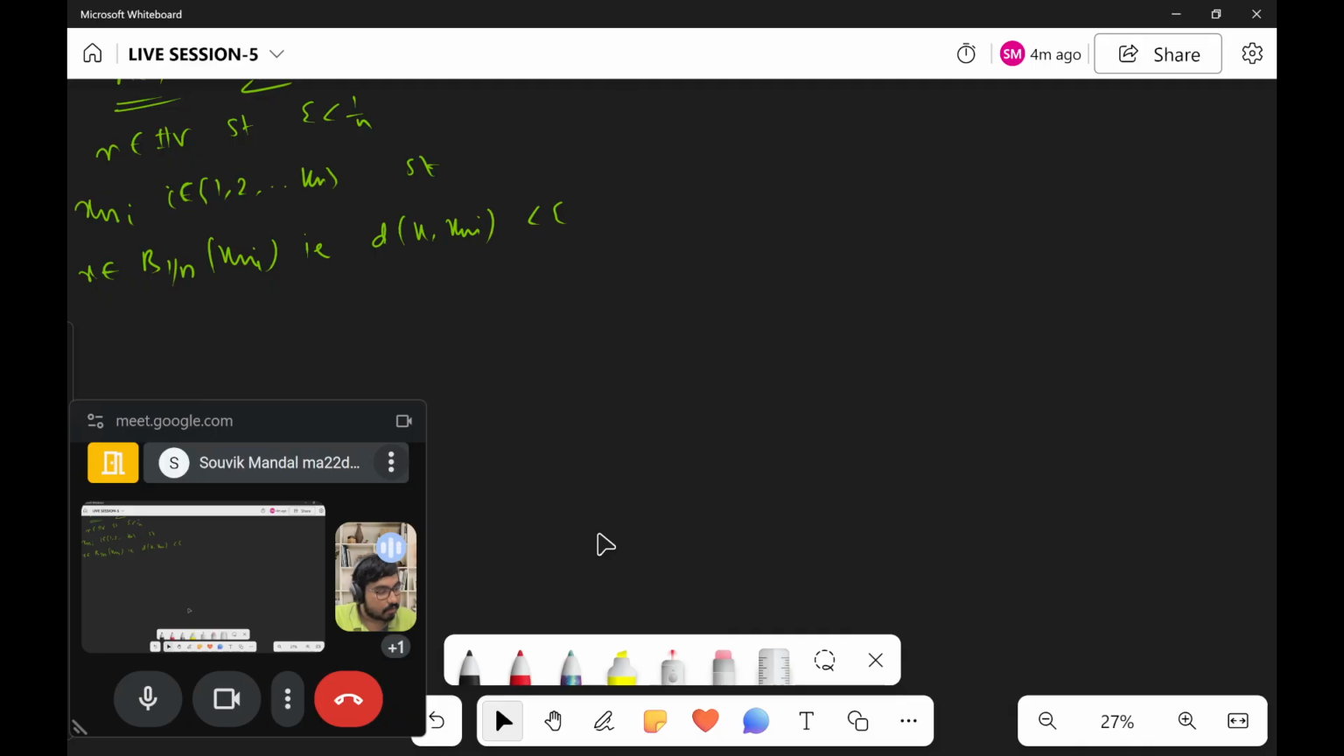Okay. Now, since every compact metric space is limit point compact, so the second part follows.